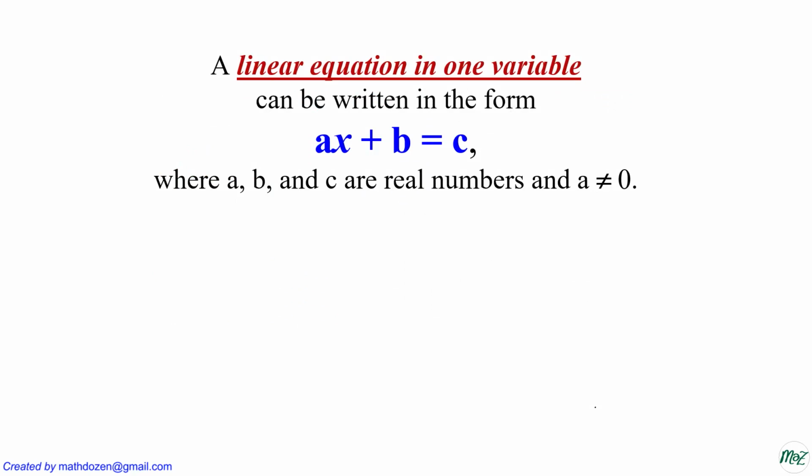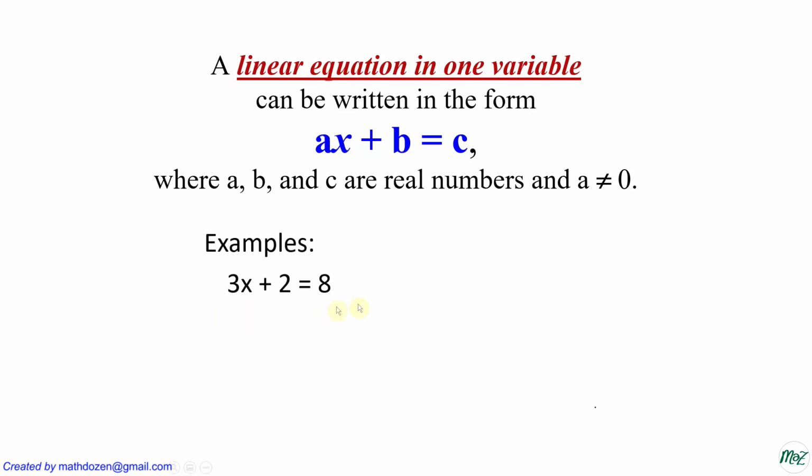The most common way to write a linear equation in one variable is to represent it in the form ax plus b equals c, where letters a, b, and c represent real numbers, and a, which stands in front of the variable, is not zero, and x represents the variable. Here is a list of examples.